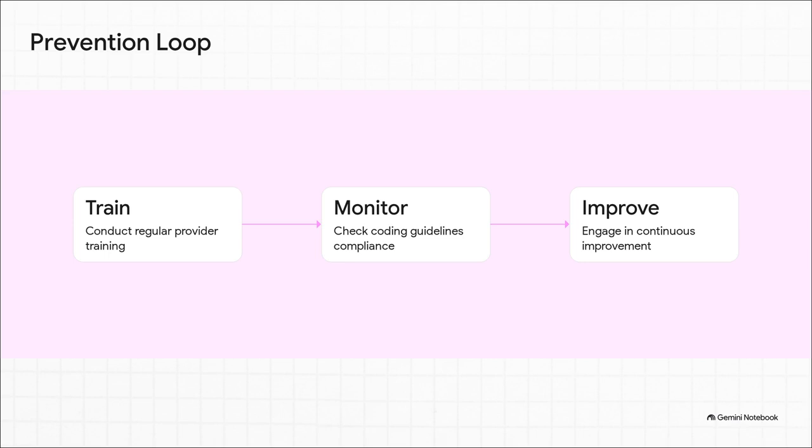Second, actively monitor your coding guideline compliance. And third, engage in continuous improvement through periodic internal pre-bill audits. You want to specifically target those high-level visits like the 99205s and 99215s. The goal here is to catch the mismatch before it ever leaves your facility.